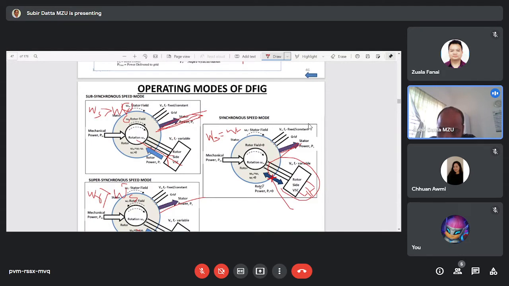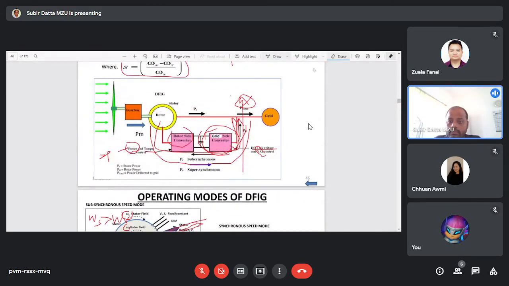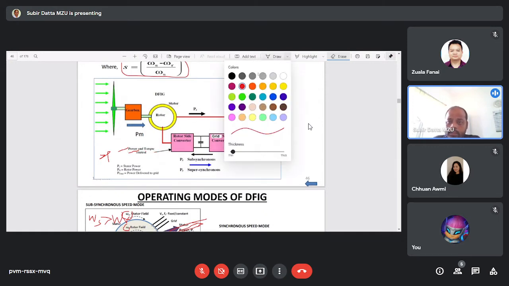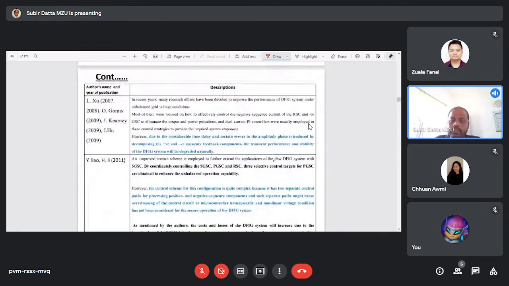Okay, so here you just see it is written also rotor power PR is equal to 0. So no current will flow from the grid to the rotor, and also no current will flow from the rotor circuit to the grid. Okay, so this is the working principle of that. So during subsynchronous operation, the direction of the rotor power is from this side to this side. Okay, and for the super synchronous mode of operation, the direction of the current is from this side to this side. Okay, so that I already explained.